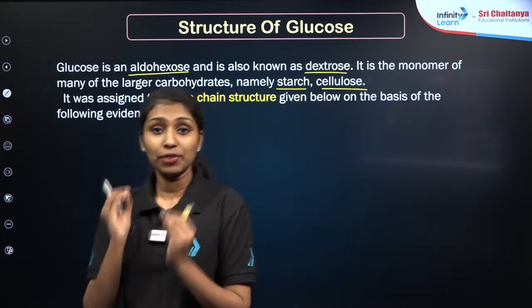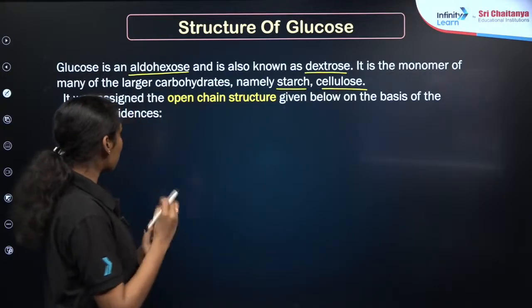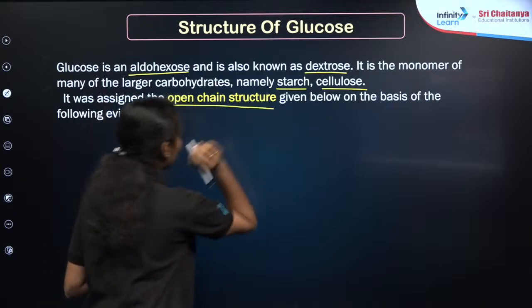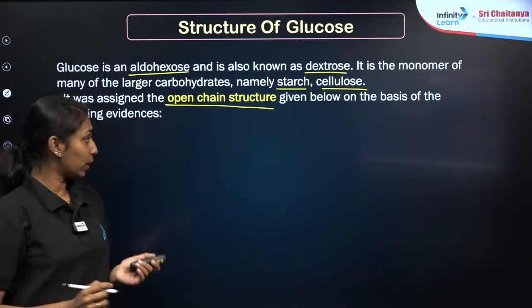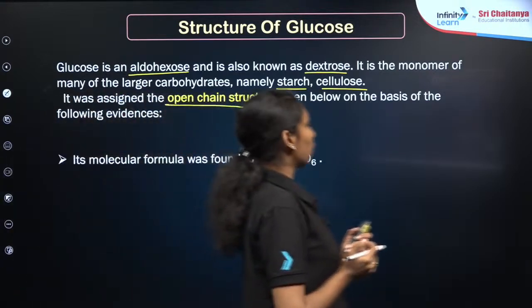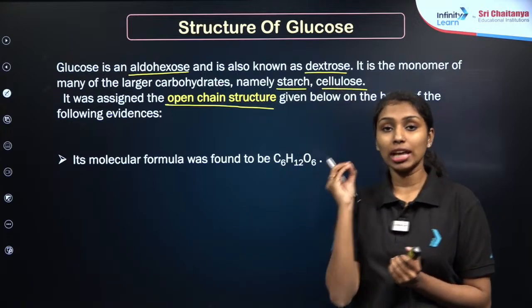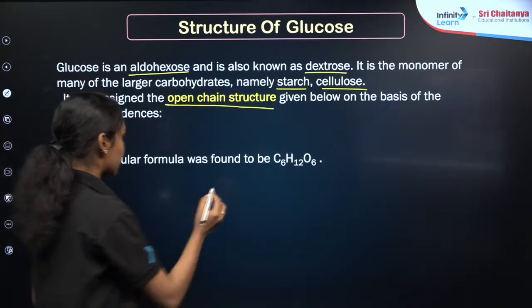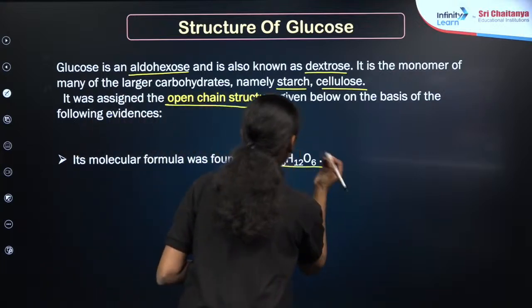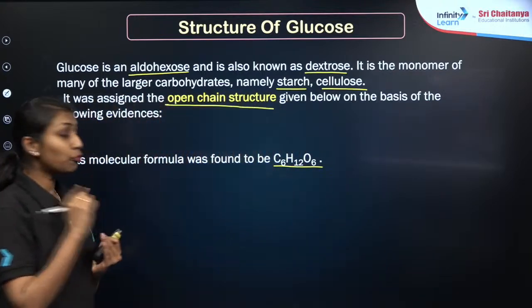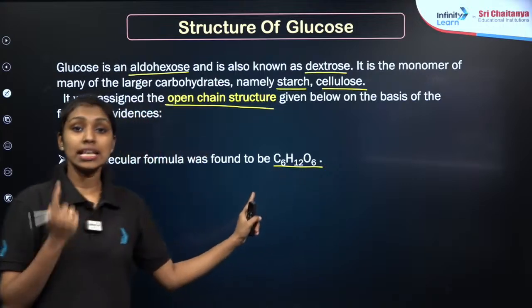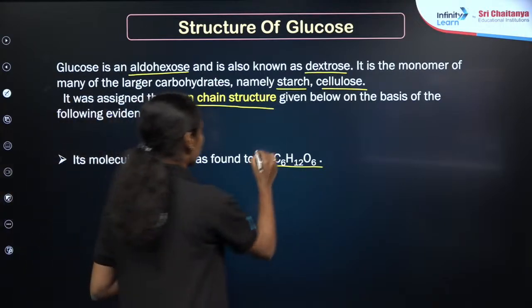There are some chemical experiments that have been done to explain the open chain structure of glucose. Let us see the experiments one by one. The first one is the molecular formula, which is found to be C6H12O6, as we already know. Glucose has the molecular formula C6H12O6, which means it contains 6 carbon atoms and is a hexose molecule.